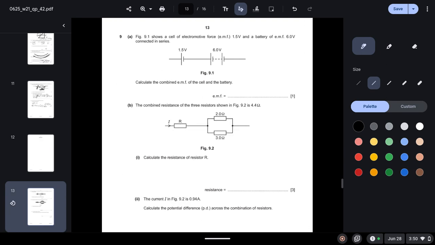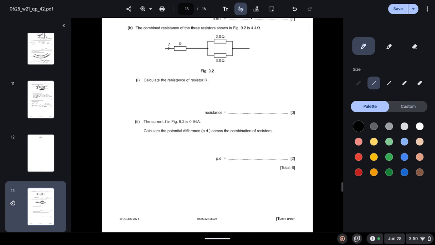Question 9. Figure 9.1 shows a cell of electromotive force 1.5 volts and a battery of EMF 6 volts connected in series. Calculate the combined EMF. So for the combined EMF, you will just add their EMFs, which would become 7.5 volts.